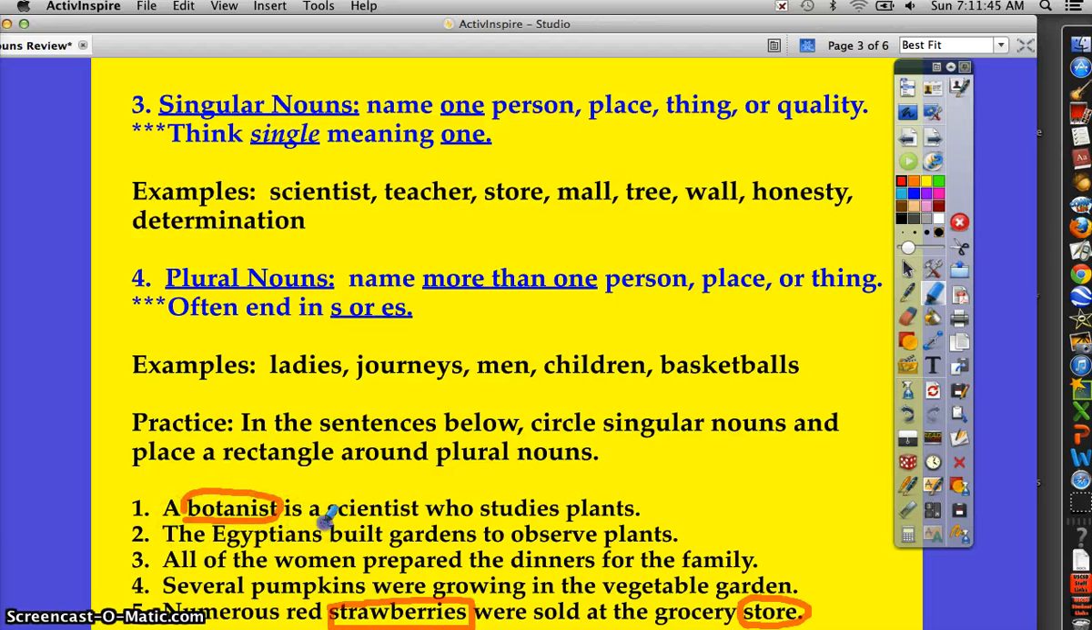We had botanist and scientist singular in number 1. Plants is plural. Egyptians is plural. Gardens is plural. And plants was plural. So number 2 actually had all plural nouns, and that's possible as well, where you could have a sentence with all plural or all singular. Women is plural, the rule breaker again. Dinners and family. Family was singular. And then 4, pumpkins, plural, and garden, singular.